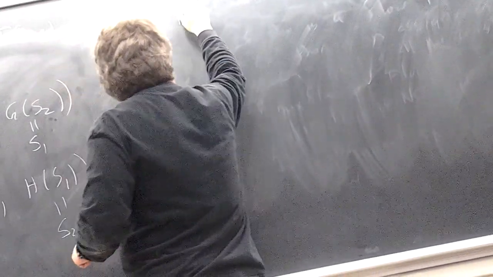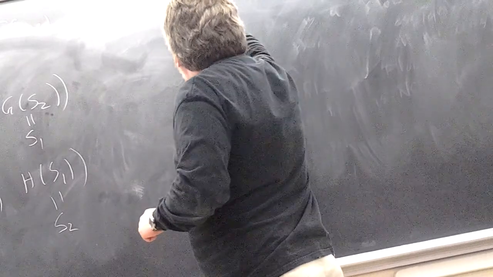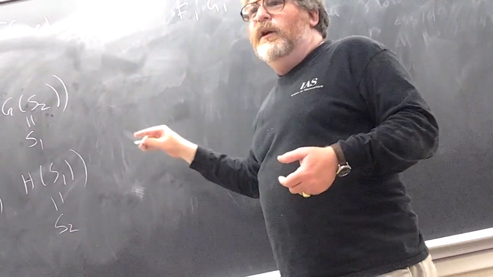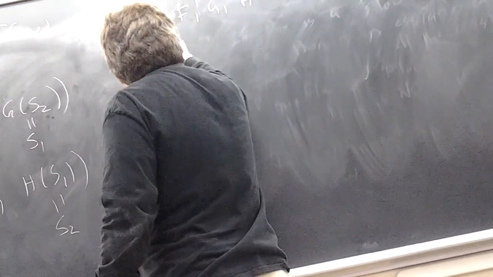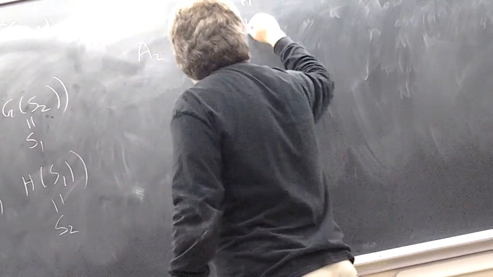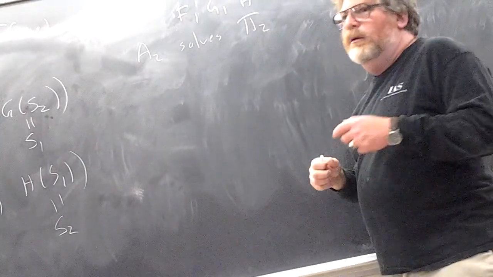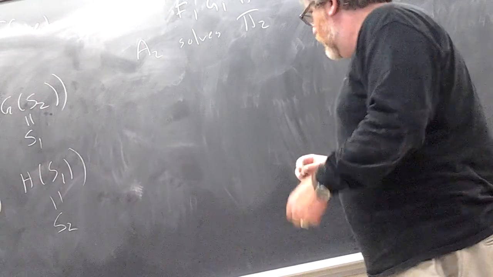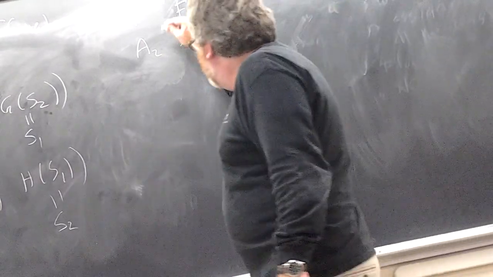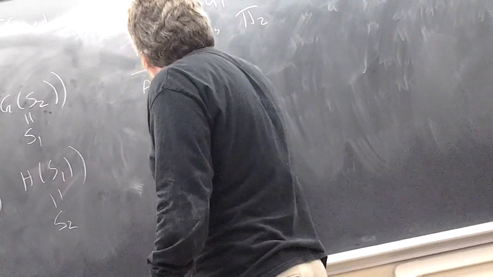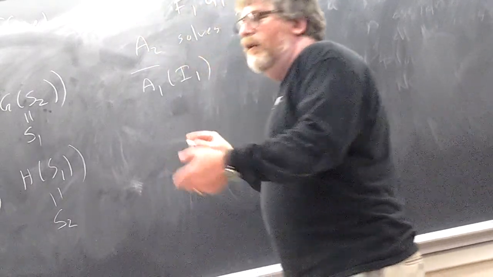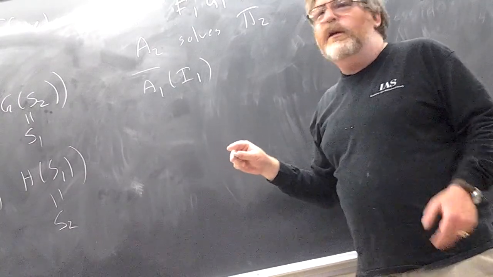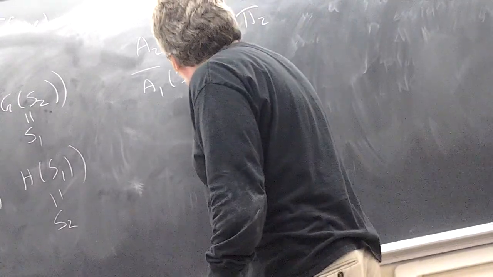So, if we have F and G and H as in this generic picture, and A2 solves pi 2, meaning finds a solution if it's possible, then we can define A1 that's going to solve pi 1 in the same sense: find a solution if the solution exists, as follows.